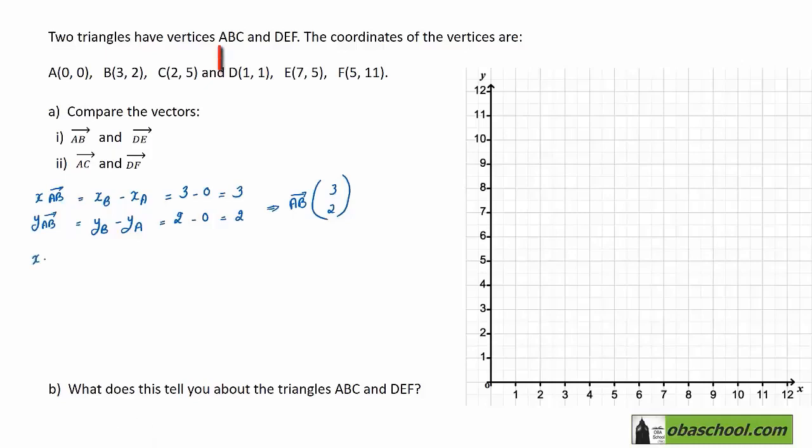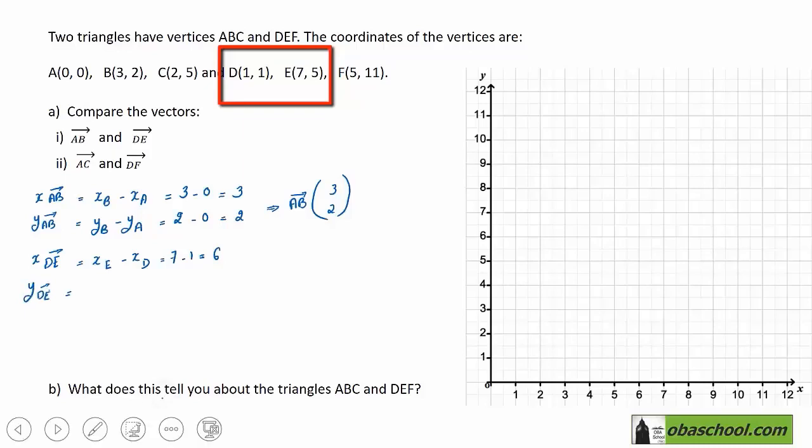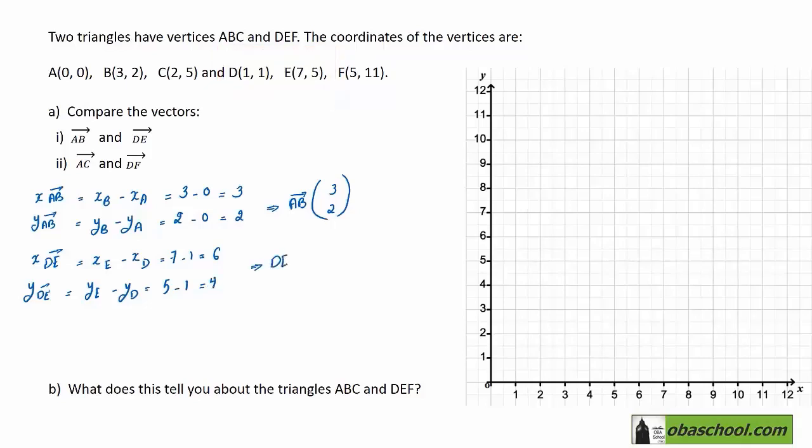Now let's do the same exact thing for DE. X of DE is equal to the x of E minus the x of D, which is 7 minus 1, and that would be equal to 6. Now do the same thing for the y. Y of DE is equal to the y of E minus the y of D, and that would be 5 minus 1, which is equal to 4. So DE has the coordinates of 6 and 4. And so that would be for the first one.